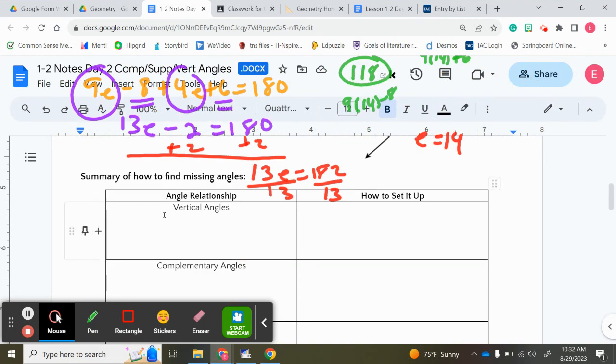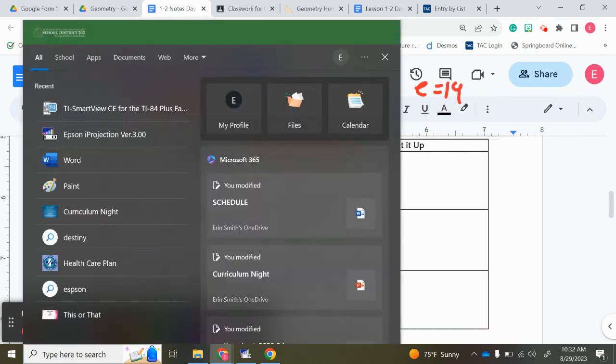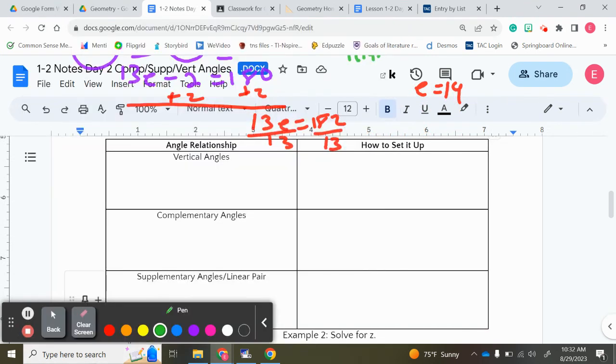All right, so a summary on how to find missing angles. I'm just going to write some diagrams down here. Vertical angles look something like this. And that means this will be congruent with this, and this will be congruent with that.